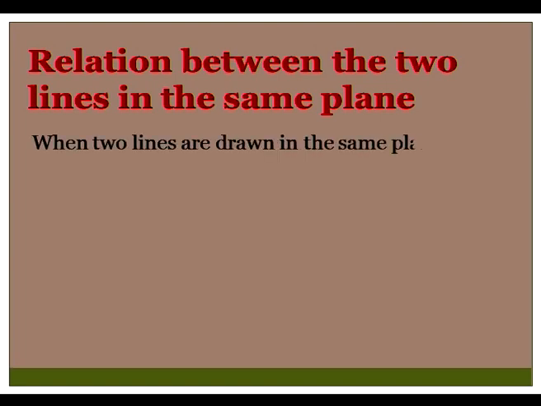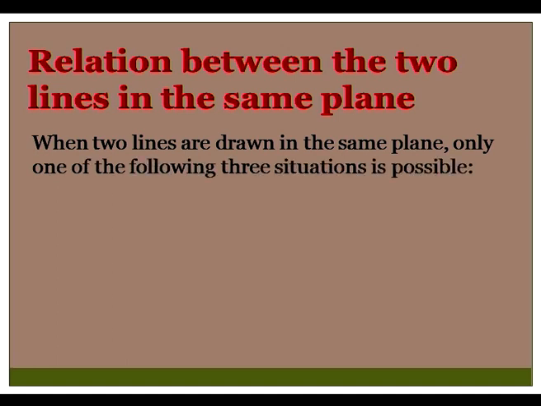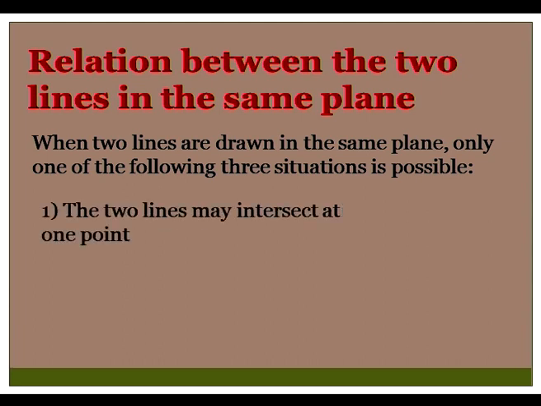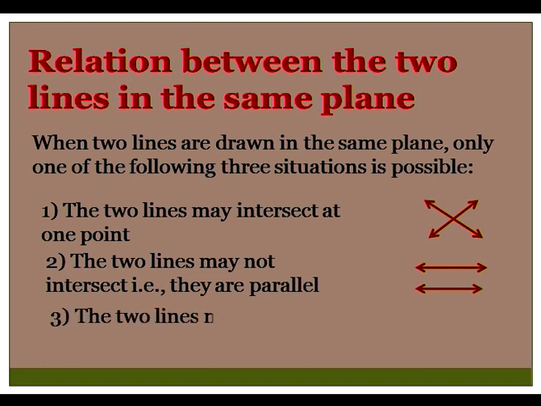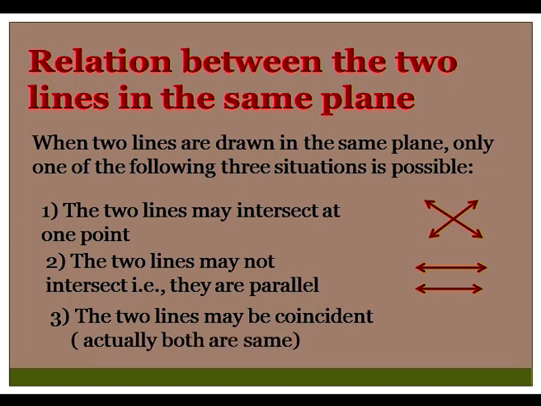When two lines are drawn in the same plane, only one of the following three situations is possible. The two lines may intersect at one point, just like this. You can see that the lines are intersecting at one point. The two lines may not intersect, that is, they are parallel. I hope you understand the word parallel, children. And the two lines may be coincident. Actually, both of them are same, which means you can observe that the two lines are coinciding with each other.